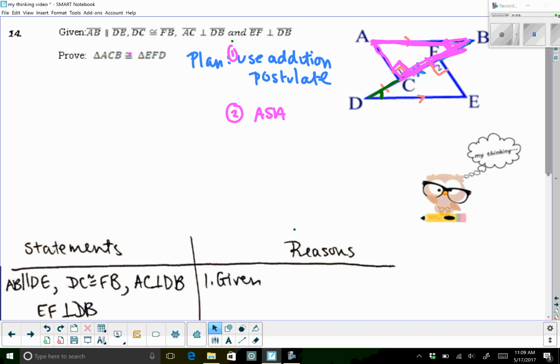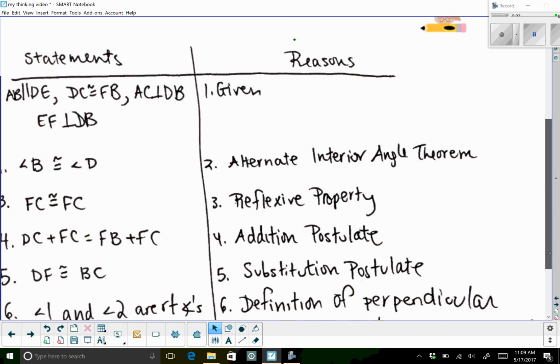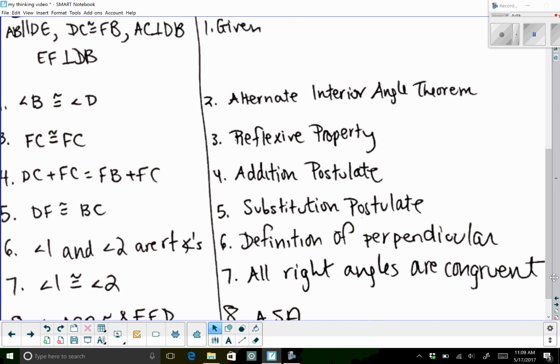You could see it on the answer key as well if you're a little stuck. But I start with my givens. My alternate interior angles is what I hit next in my proof. I kind of went in the order that I marked things in. So that got me my pair of angles.